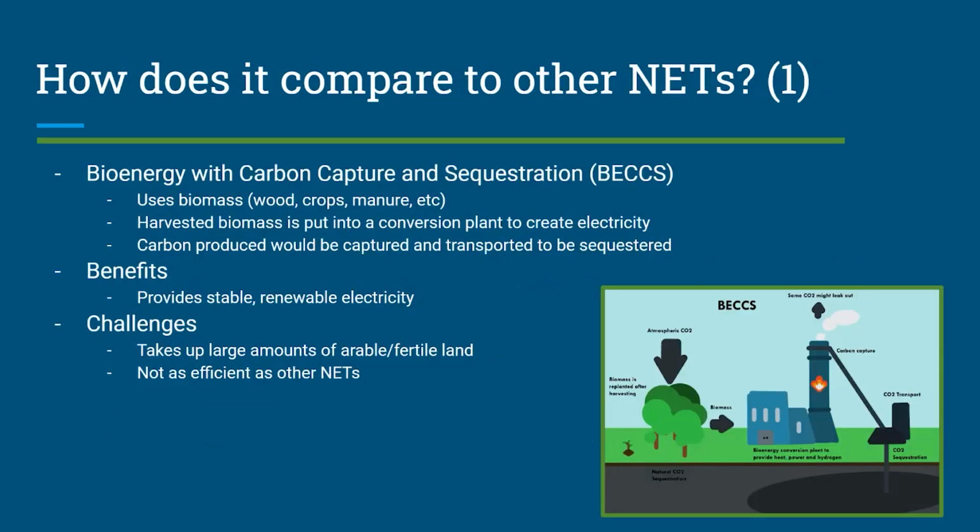So how does it compare to other NETs? Well, first of all, let's have a small overview of the three NETs that we are going to be looking at. First one being bioenergy with carbon capture and sequestration, BECCS for short. BECCS uses biomass like wood, crops, and manure to create heat, power, or hydrogen, and during this process, it also produces carbon, which would then be captured and transported to be sequestered.